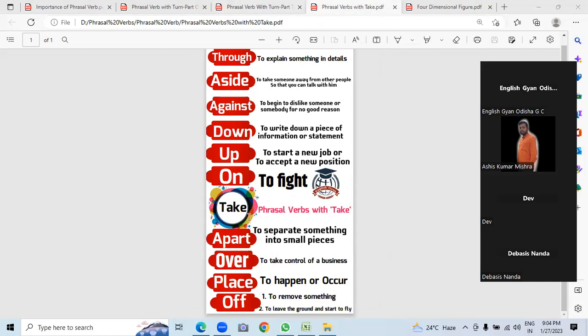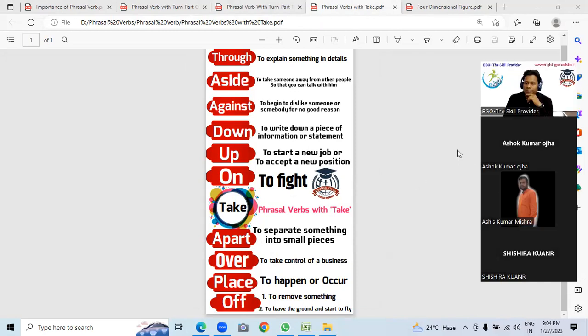The first one is take through. Take through means explain something in detail. Sometimes it so happens that you don't understand some things. So you can ask me, sir, is it possible for you to take me through that lesson that you taught yesterday? Are you getting my point? So take through means explain something in detail. Could you please take me through the things that you have explained?